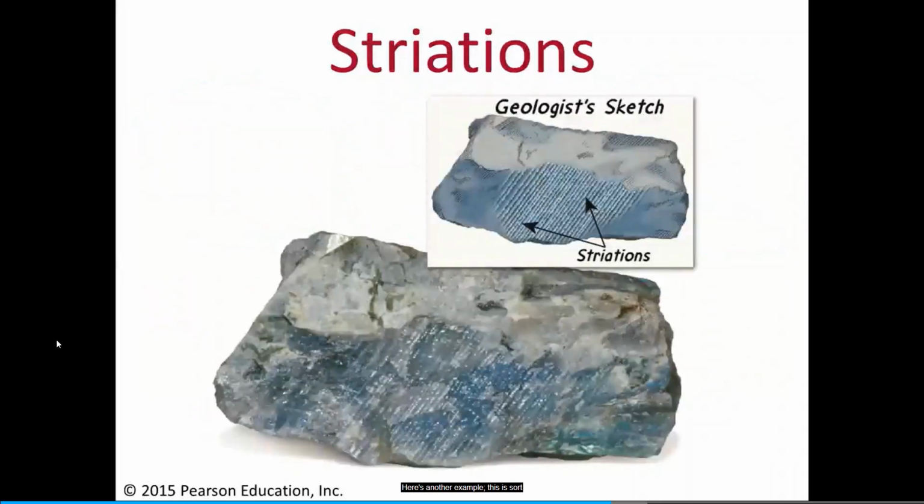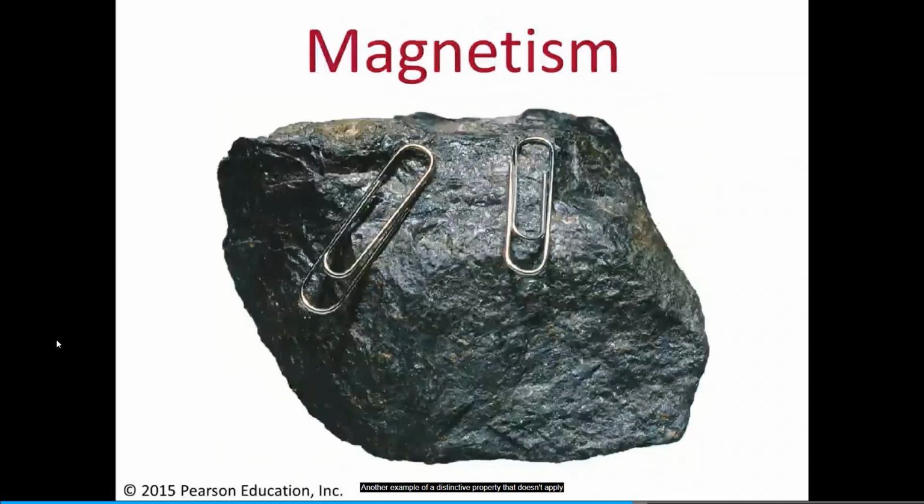Here's another example. This is sort of a distinctive thing that you'll find on a very few minerals. It's called striations. On certain planes of cleavage of plagioclase feldspar, you'll see these little tiny lines that run across the surface of the cleavage plane, but you'll be able to see them if you tilt the mineral back and forth in the light. Another example of a distinctive property that doesn't apply to most minerals but does to a few is the property of being magnetic. Magnetite is a nice example of a mineral that has the property of being magnetic.